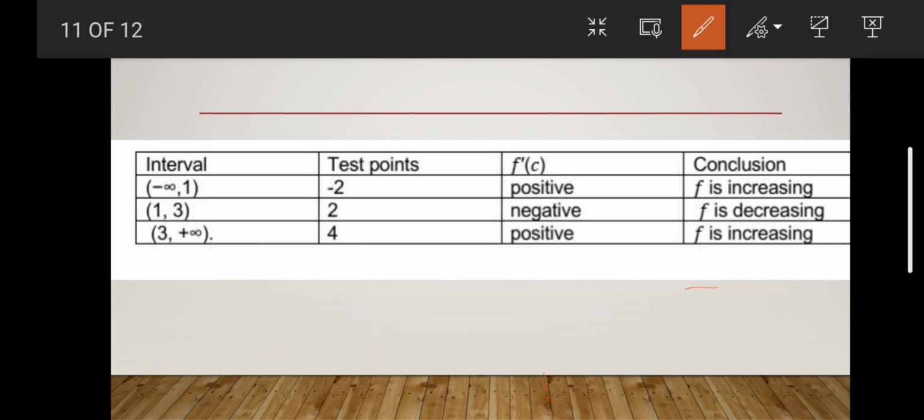So let us write our f prime x here first. f prime x is equal to 3x squared minus 12x plus 9. Okay, so all we're gonna do is to substitute the test points on our f prime x. We have here negative 2. If we substitute negative 2, we can have 3 times negative 2 squared minus 12 times negative 2 plus 9.